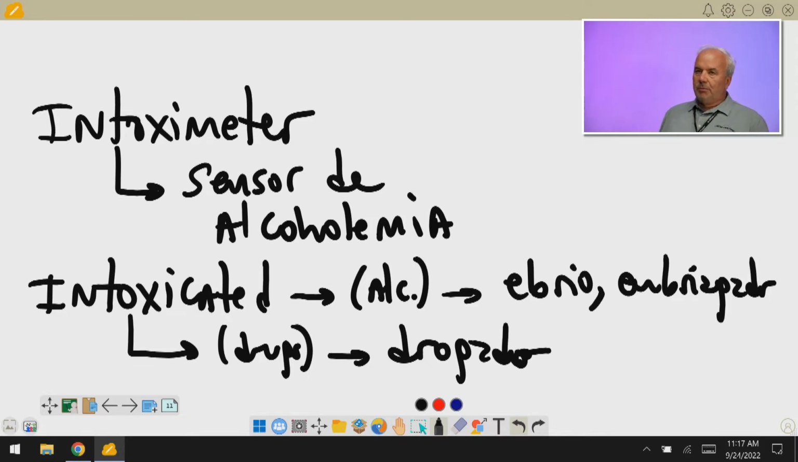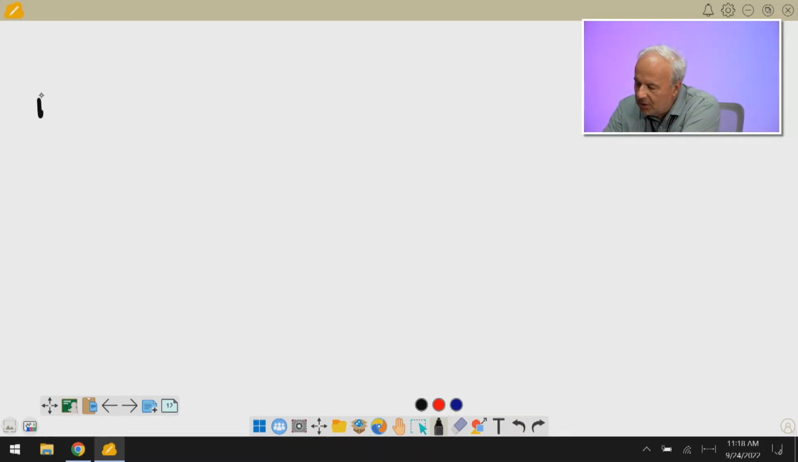So the intoximeter, it's a device, sensor de alcoholemia, that has a certain tolerance, meaning that if you read 0.08, the actual value is going to be plus or minus 0.00000001. So if you take the minus, when you subtract that little number from 0.08, you end up with a level that is not really 0.08 again, it's a little bit less. Now, if you add it, you end up with something that is a little bit more. So the actual reading, by the way, the word reading is lectura in this context.